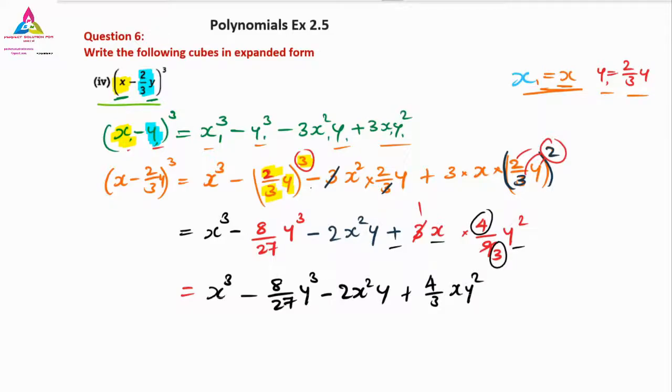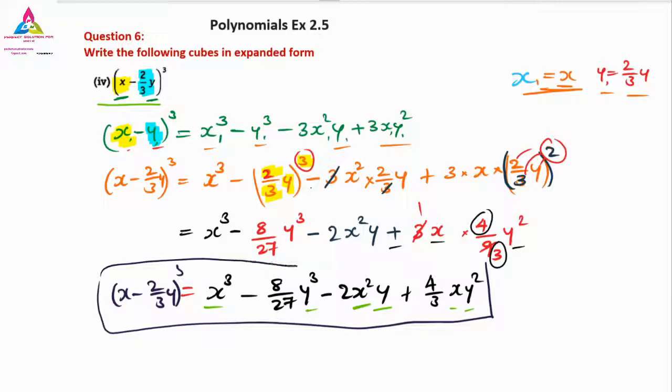And next, again can we simplify? We can't simplify, because here we have x square y and here we have x y square. Both are different, not similar. Here we have x cube and here we have y cube. So again simplification is not possible, and this is our final answer. That is the expanded form of (x - 2/3 y) whole cube, the given question number 6, the fourth one.